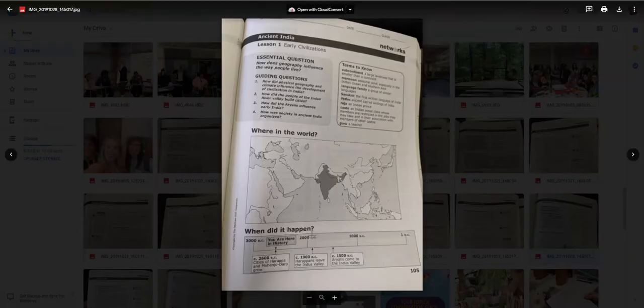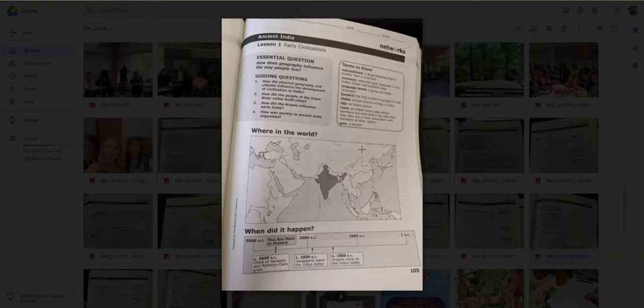So on page 105, we have the essential question, the terms to know, and our map. Our essential question is, how does geography influence the way people live? And that's been our overarching theme. This whole unit is geography and rivers and fertile land and the temperature and the climate, and it's very interesting. If you notice the map here, we're going to be talking about India.